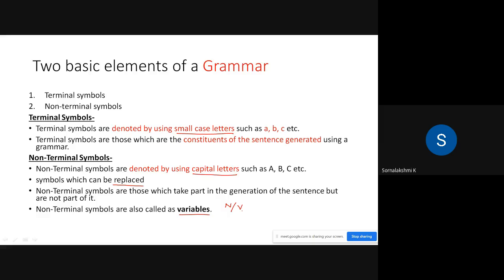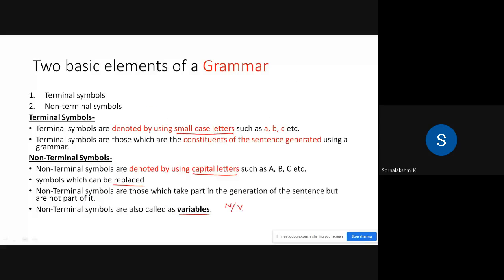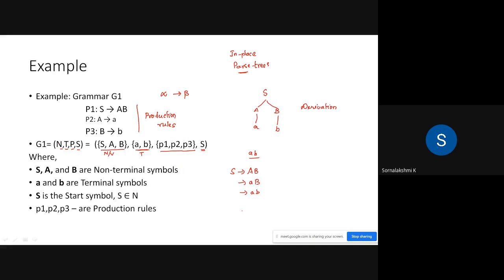These are the basics of grammar. We should understand all the elements of grammar: what are terminals, what are non-terminals, what is a production rule, what is the starting symbol and what's the use of it. I start with S and I use the rules that have the starting symbol, and then I try to derive using other symbols. It's not mandatory to use all production rules in generating each string.